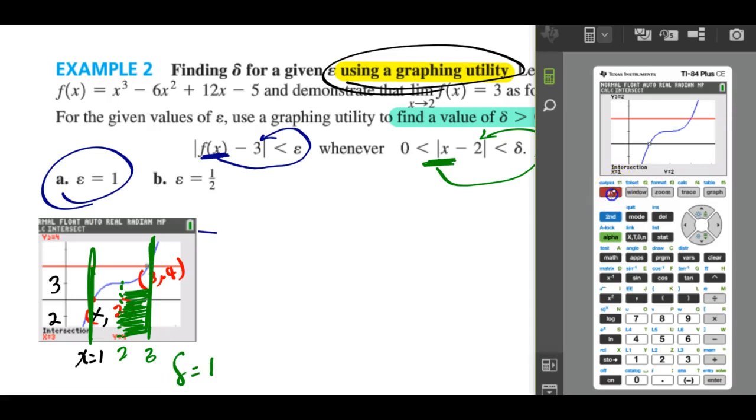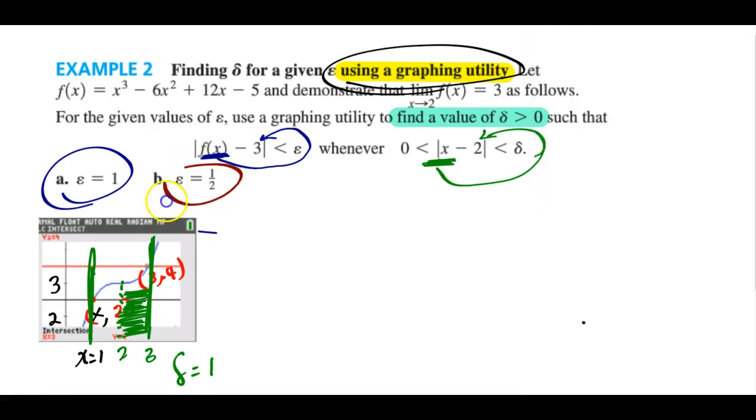Repeating this process, all I have to do is keep the same function, but instead of 4 and 2, I'm going to only let delta be a half a unit, so I'm going to choose 3.5 and 2.5 for my graphs.